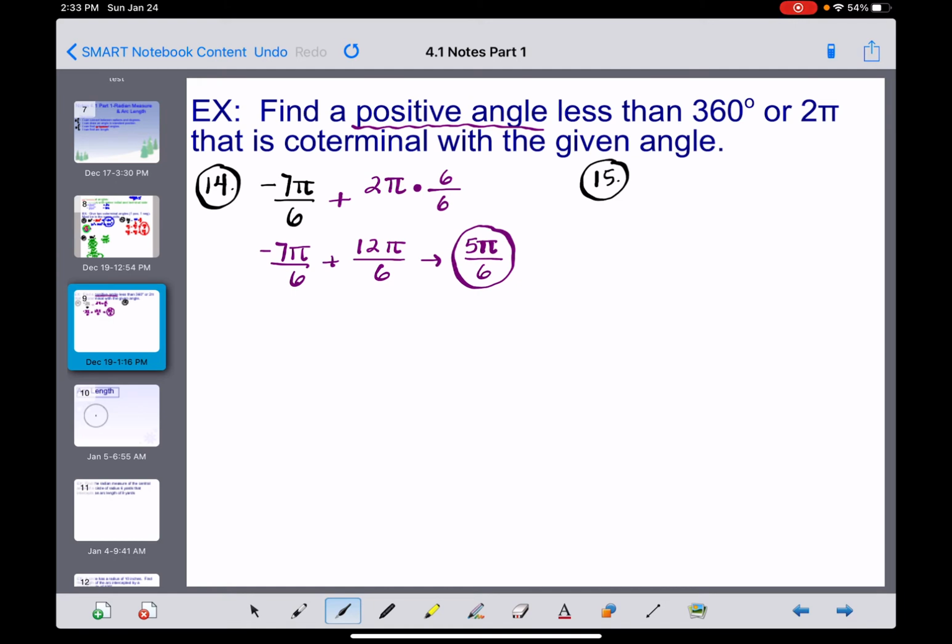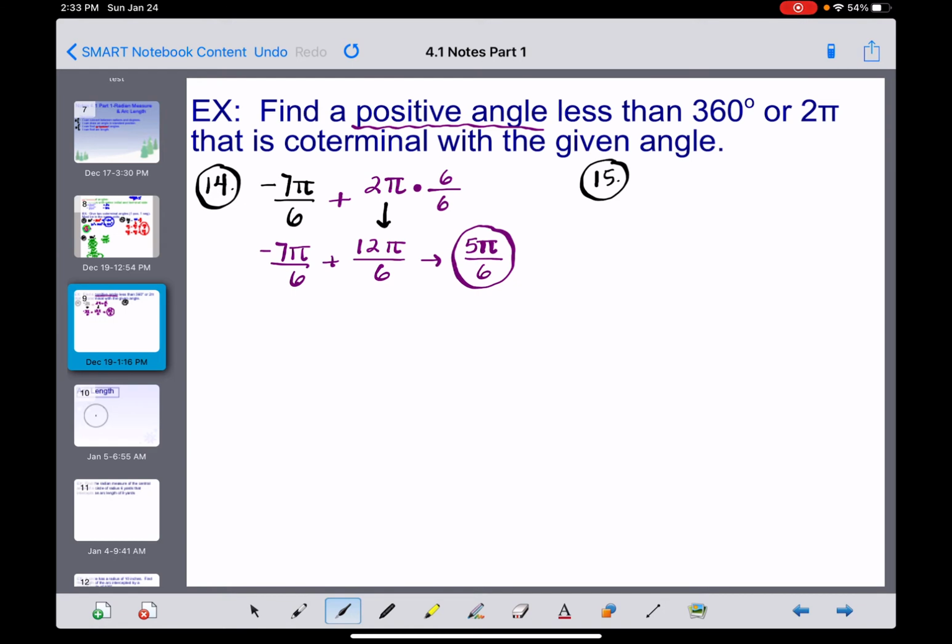Okay, example 15. Let me back up. 5 pi over 6 is between 0 and 2 pi. It's positive. It's less than 2 pi because remember, 12 pi over 6 is equal to 2 pi. So 5 pi over 6 is obviously less than that.